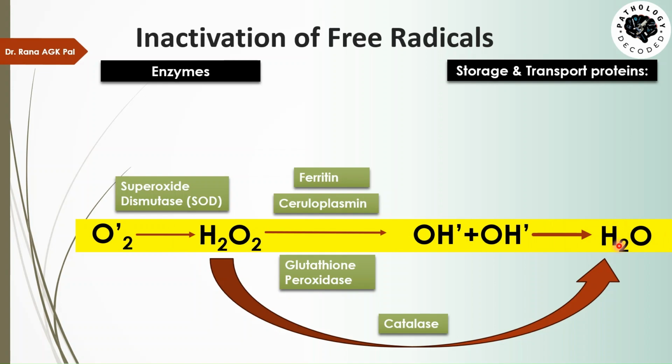So here we have inactivation of free radicals by antioxidants, enzymes which include superoxide dismutase, glutathione peroxidase, and catalase, as well as storage and transport proteins which include ferritin and ceruloplasmin, by which hydroxyl ion is converted to hydrogen peroxide and then finally converted to water. So that finishes this chapter of free radicals. We have covered almost all the important components of free radical injury.